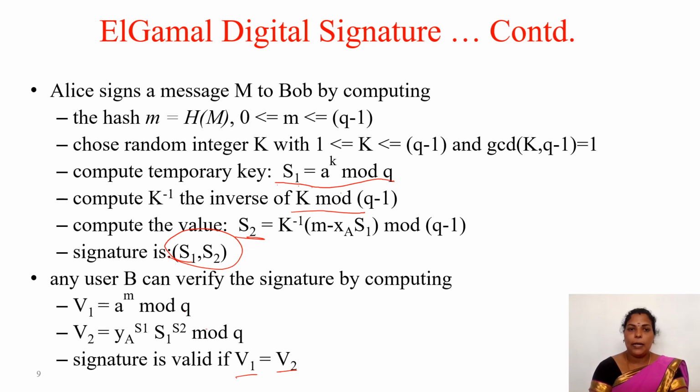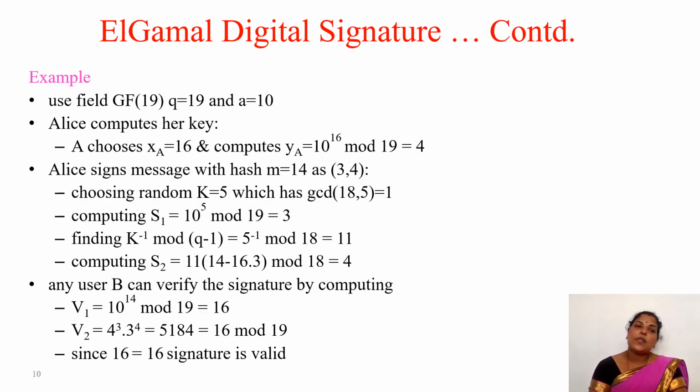Let us see one example. Here we are using a Galois field of 19, that is, q equal to 19 and a equal to 10. How does Alice compute the key? Alice chooses XA equal to 16 and computes YA equal to 10 power 16 mod 19, which is 4. Alice signs a message with a hash value, that is, m equal to 14. She chooses random K equal to 5, where the GCD of 5 and 18 is 1. Then Alice computes S1 equal to 10 power 5 mod 19, which equals 3. So we have the S1 value as 3.